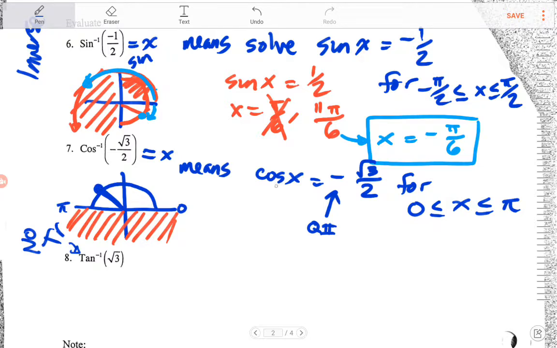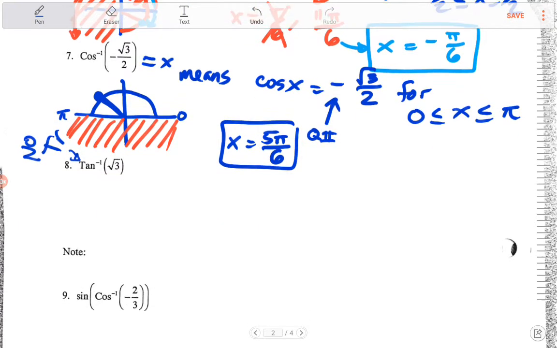Well, the only way that cosine can give you root 3 over 2 is if it has a reference angle of pi over 6, and to have pi over 6 in quadrant 2, that must mean that our angle is 5 pi over 6. And 5 pi over 6 checks out. We're still contained within this restricted domain right here. So our only answer would be 5 pi over 6. Okay. Alright, on to the next one.